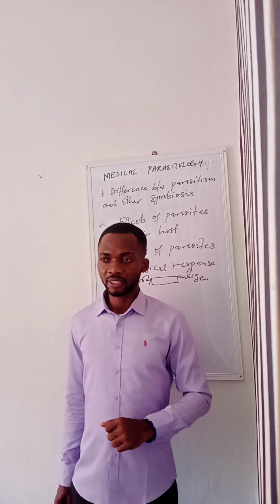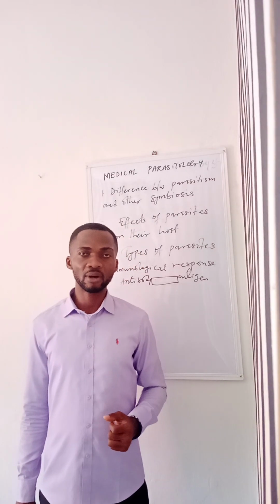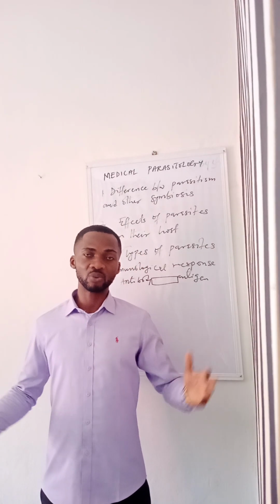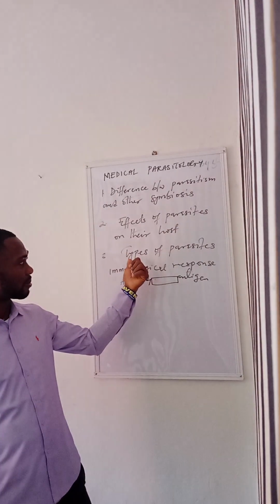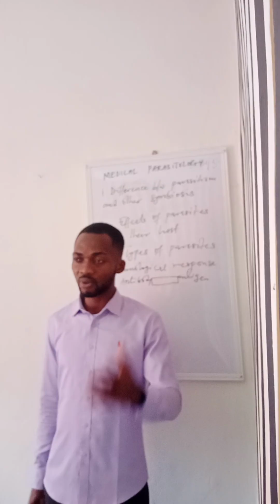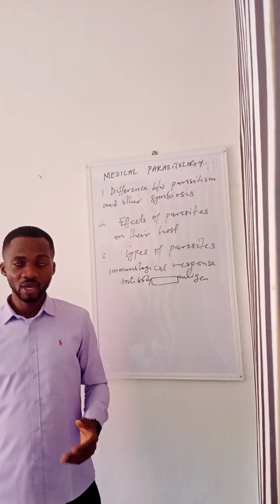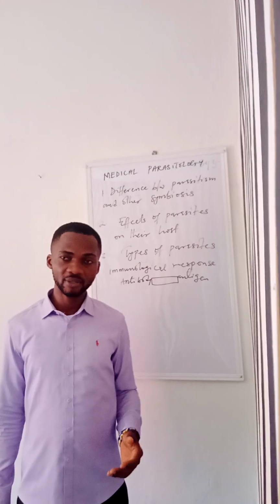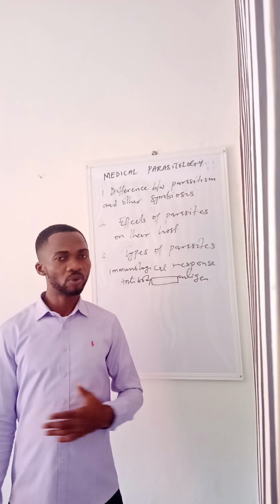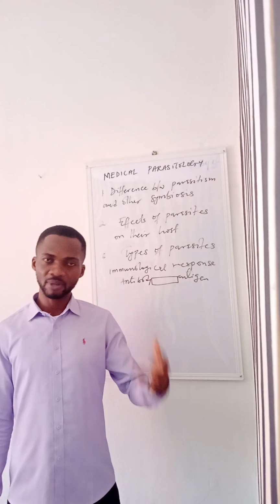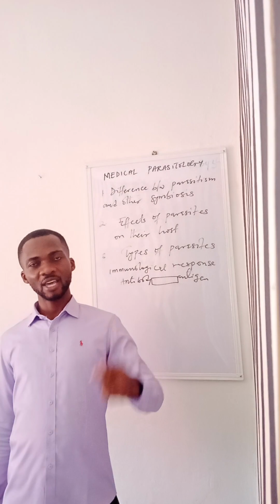Then I want to conclude, end this video. No, I wouldn't want it to be too long by talking about the effects and then the types of parasites. Now we have different types of parasites. The first one is the ectoparasites. The ectoparasite is that type of parasite that lives on the body of the host, deriving nourishment at the expense of the host. We now have endoparasites.